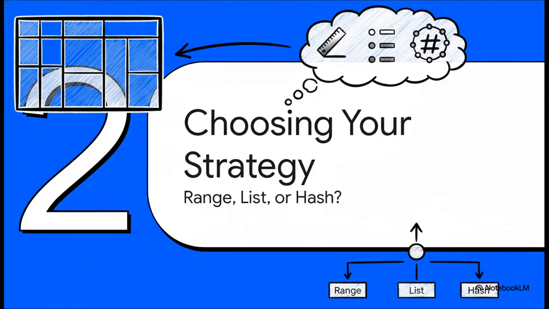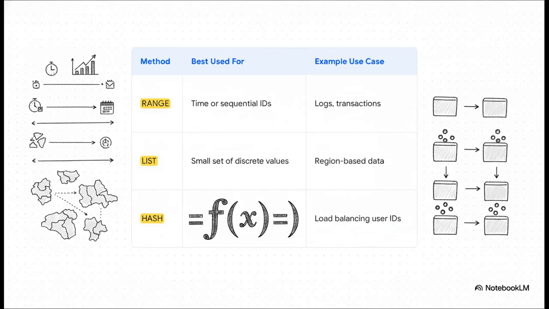Okay, so if you're going to partition, you can't just do it randomly. You need a strategy. The way you divide your data is absolutely critical. And it usually boils down to one of three main methods. And trust me, choosing the right one, that's everything. So let's take a look at these three main strategies.